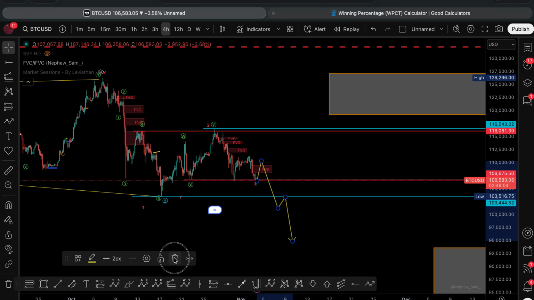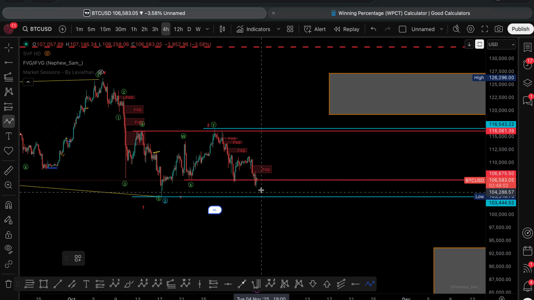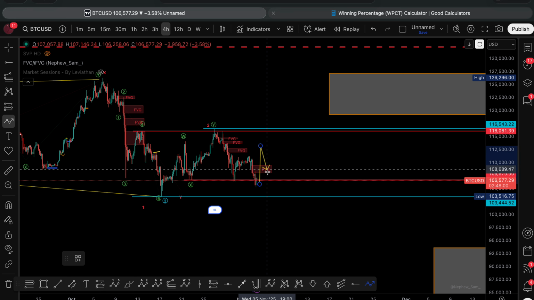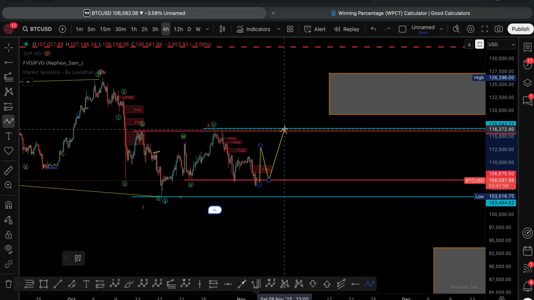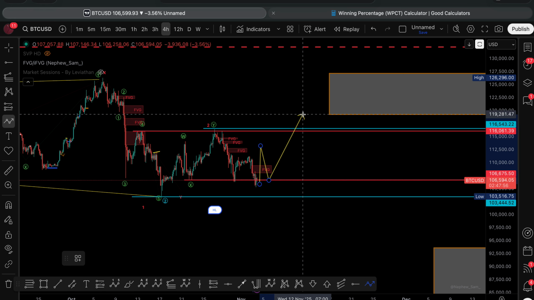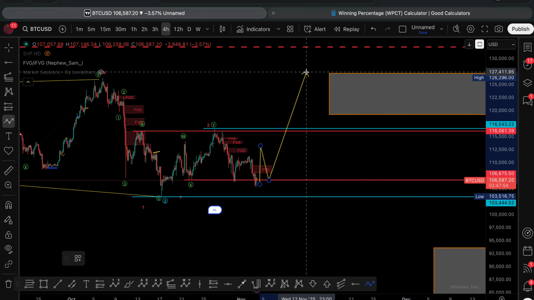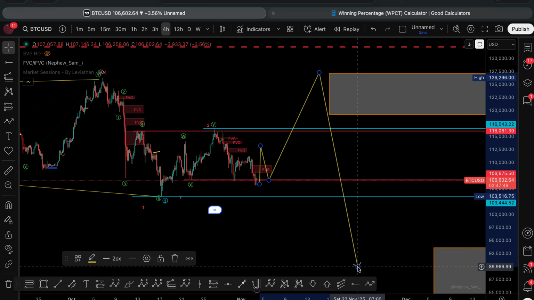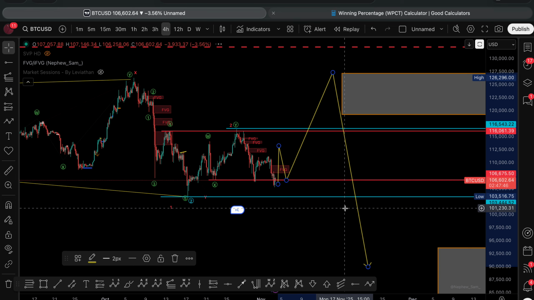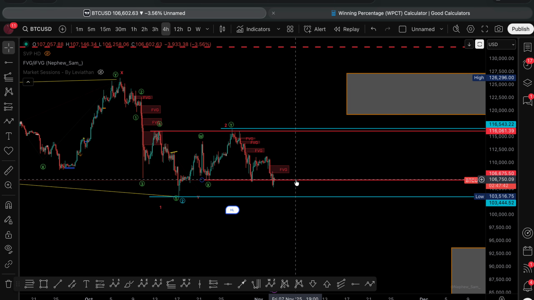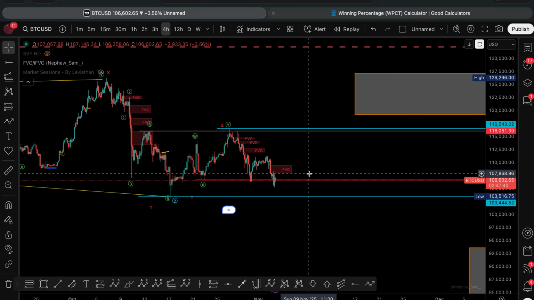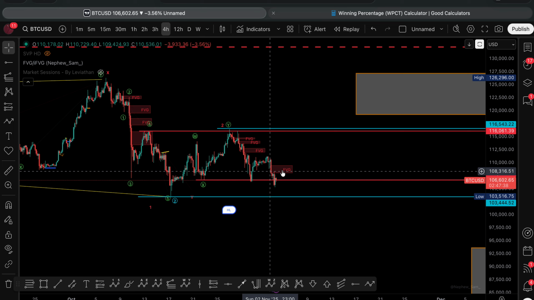But if we do something like this, break this, and turn this into support, we might as well go to 119, maybe somewhere up there. And from there, we're going to have a bigger correction like that. So I have no idea where the markets are going from here, but I'll have to observe, at least in the next couple of hours, what happens here.